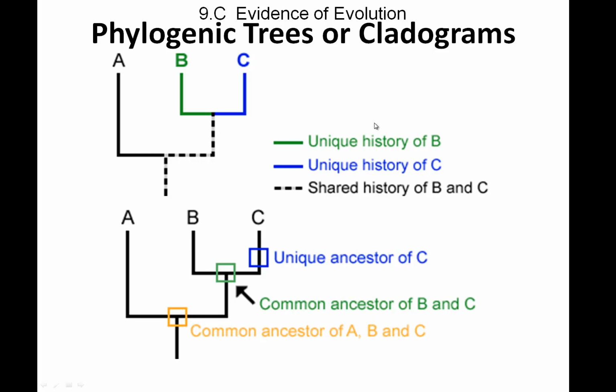Phylogenetic trees also show unique histories. If we look at the unique history for B, this is the history of B. Now that's not saying this is all B. This is an ancestor of B, and you can see down here this is the unique ancestor of C and becomes C. This is a common ancestor of B and C. This is a common ancestor of A, B, and C. So we can see common ancestors in here as well. But this is the unique history for B, this is the unique history for C, and this is the unique history for B and C.